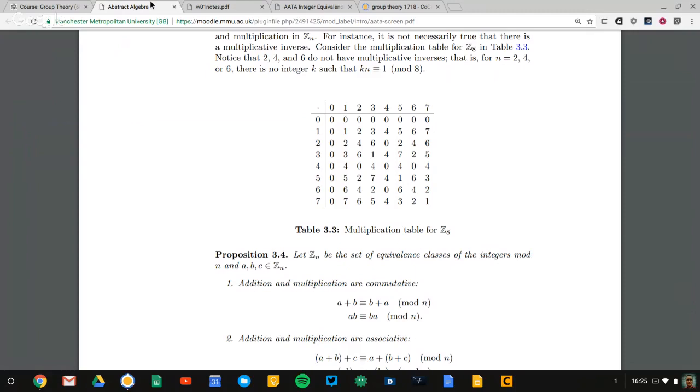If and only if, well, the condition is that the greatest common divisor of A and 8 has to be 1. And that generalizes to any n. I was trying to get that before we did.